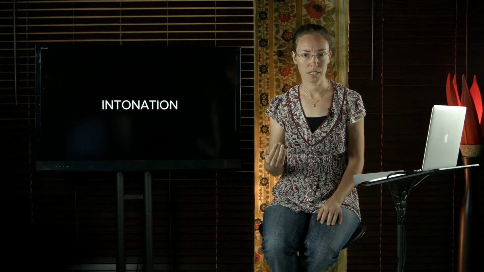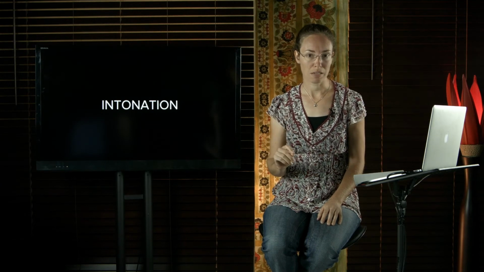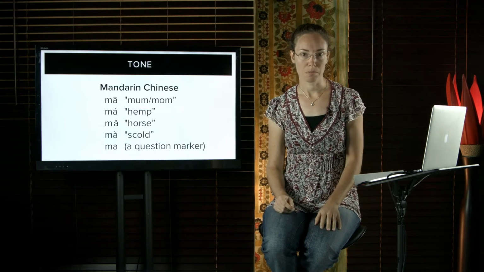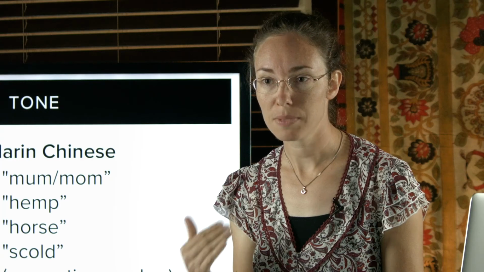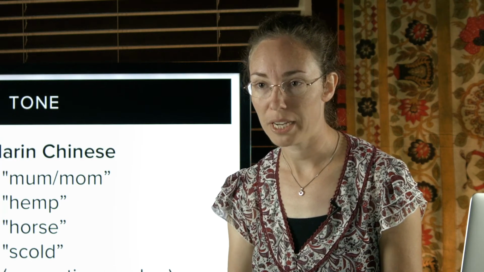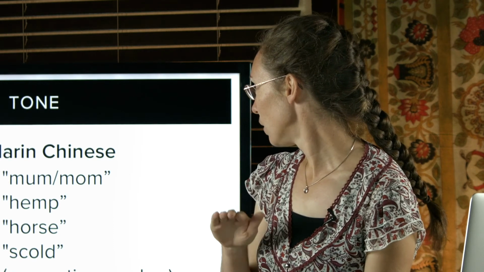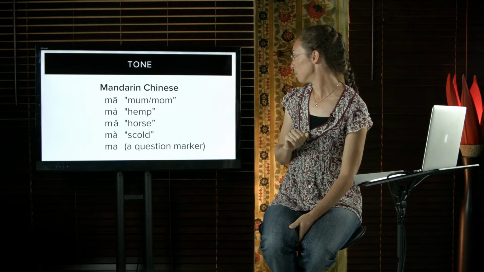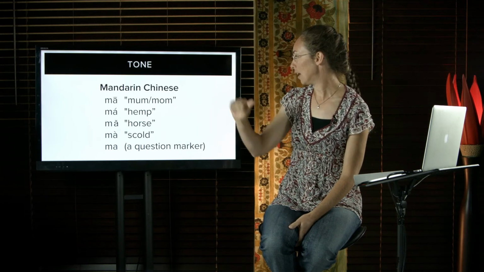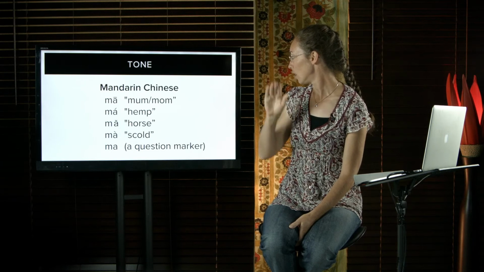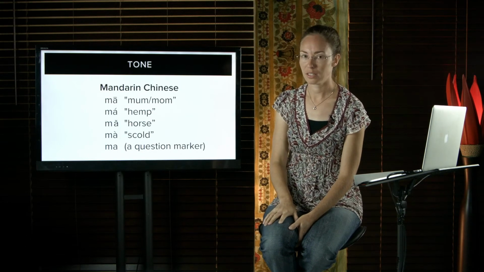A language that is considered to be a tonal language is one that uses tone to convey meaning. For example, Mandarin Chinese has 5 distinct tones, so the same segment can have 5 different meanings depending on the tone used. So, ma means mum, ma means hemp, ma means horse, ma means scold, and ma is a question marker.